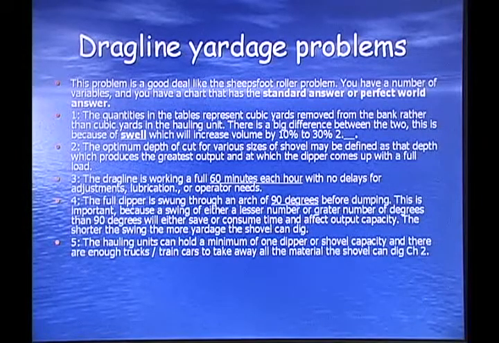The hauling units can hold a minimum of 1 dipper or shovel capacity, and there are enough trucks or train cars to take away the material the shovel can dig. So the chart assumes that there's no constraint in being able to take off everything that the shovel can dig.